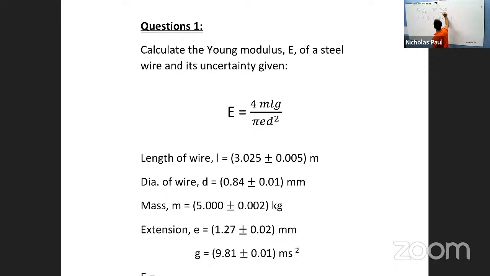That's 10 to the minus 3 by d squared. 0.84 by 10 to the minus 3. Right, and then don't forget to square it. So how much is that? How much is that for E? Make sure you have the SI units here. 10 to the minus 3, right? Correct value.